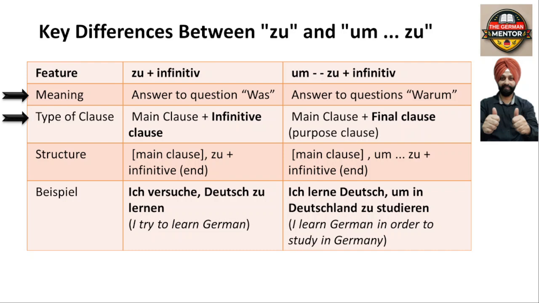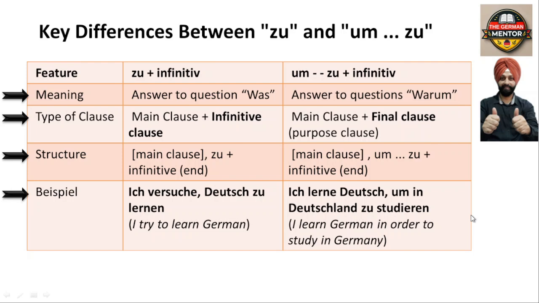And the second type of clause: in zu plus infinitive, the main clause and the infinitive clause, which is also known as a subordinate clause. So zu plus infinitive comes at the extreme end, and in um zu plus infinitive, the main clause and the final clause, which means the purpose clause. When there is some purpose to doing some task, then we use um zu plus infinitive. And the third, we have seen the structure. Main clause, zu plus infinitive, the infinitive verb comes at the end, and this is also the same with um zu plus infinitive. Main clause, then um zu plus infinitive at the end. So you have to write um at the starting, and zu plus infinitive comes at the extreme end.